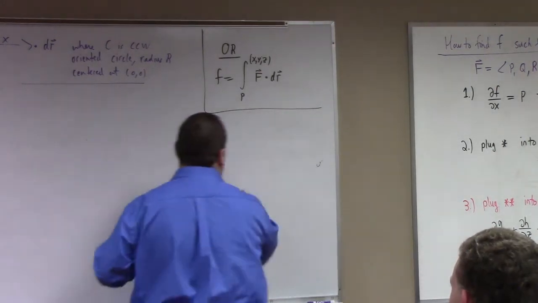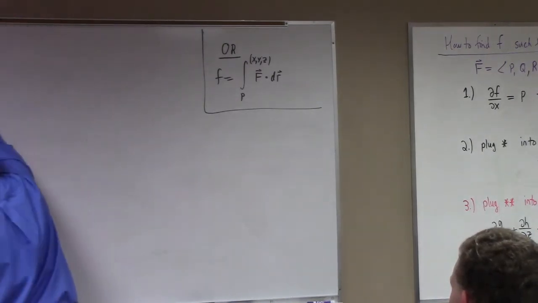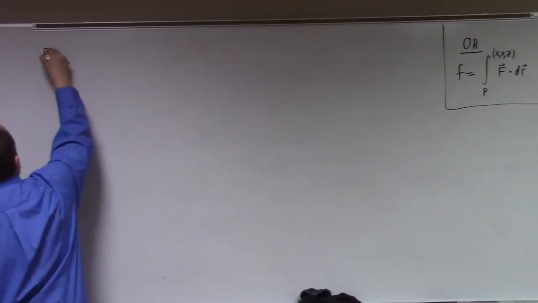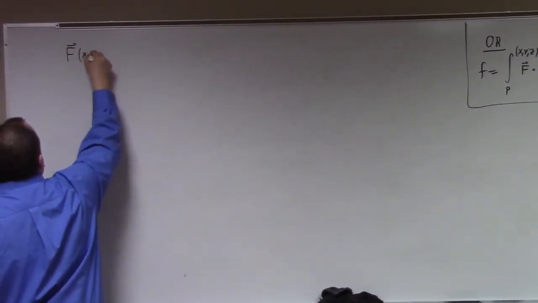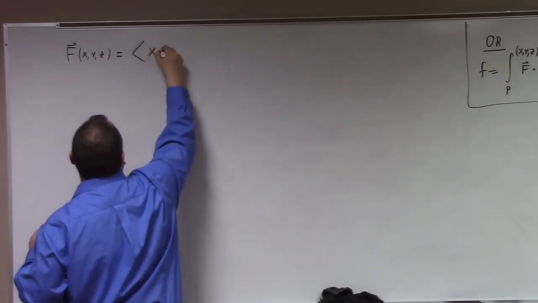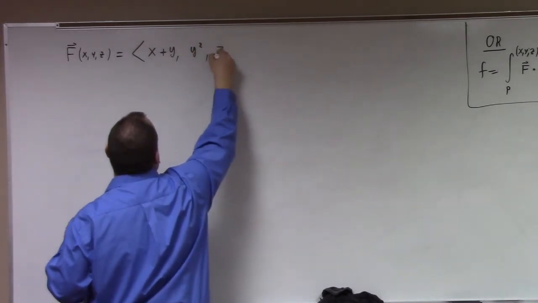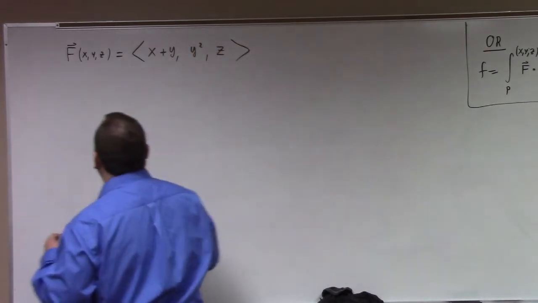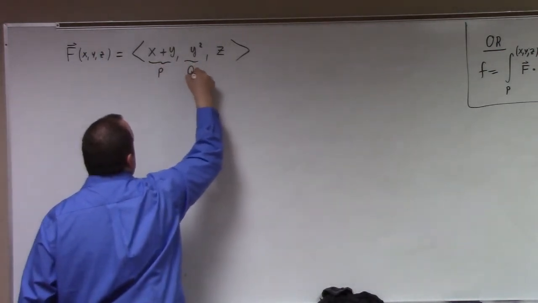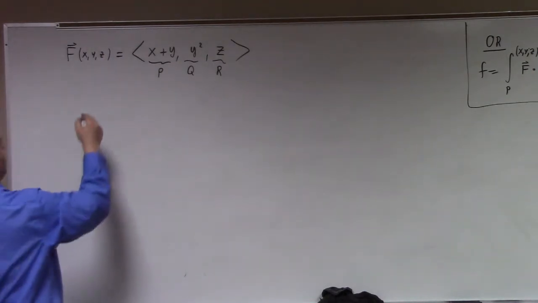Now, I think this algorithm is worthless until I give you an example. Okay, so here, specific example. Let's look at F of x, y, z equal to x plus y, y squared, z. So here's my p, here's my q, here's my r. Let's try to go through this algorithm.